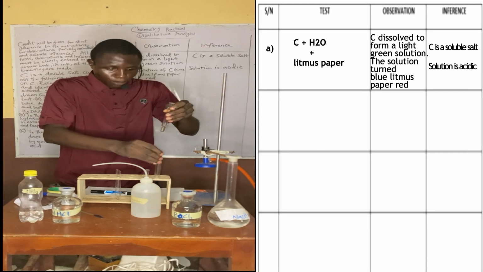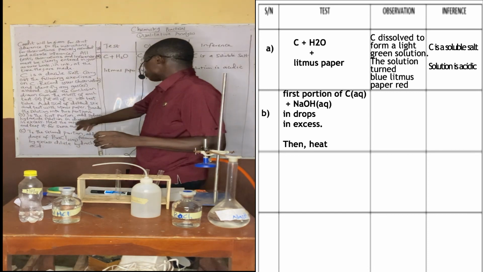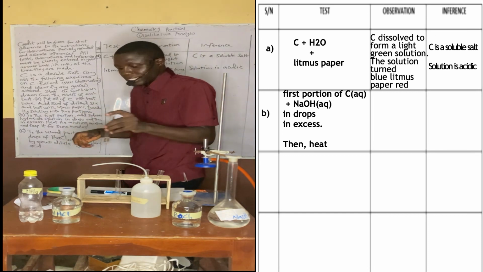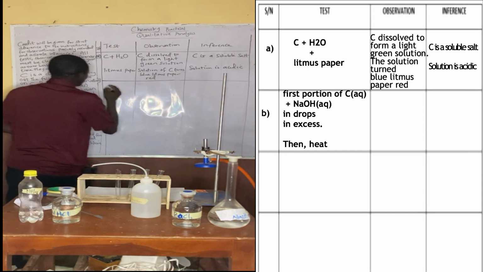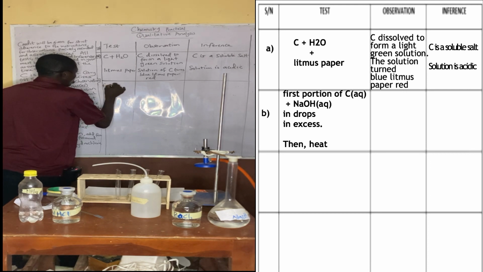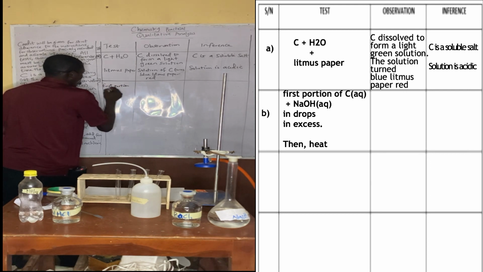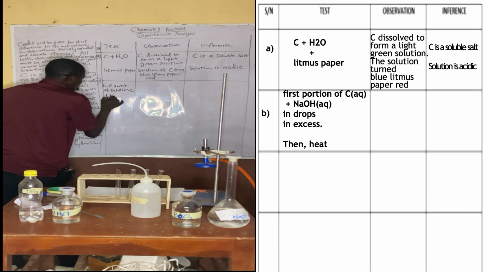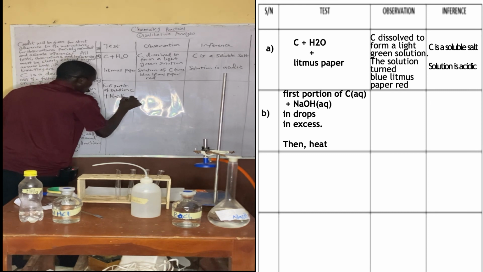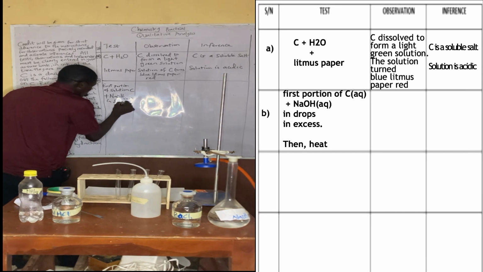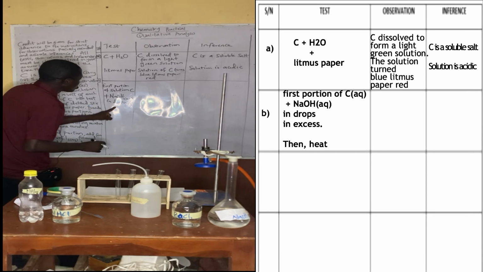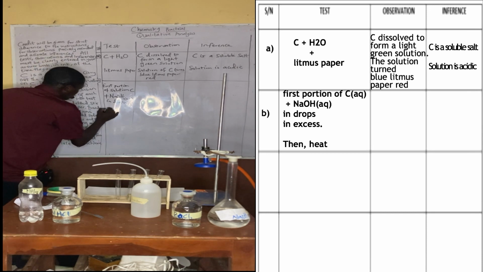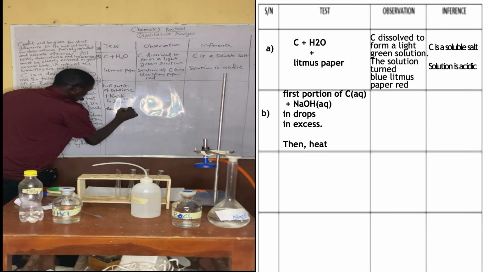So now to the first portion, what are we asked to do? To the first portion, add sodium hydroxide in drops, then in excess. Now let me write the test down. First portion of solution C plus aqueous sodium hydroxide in drops, then we are going to consider it in excess.